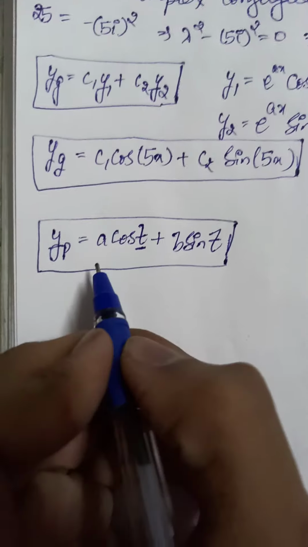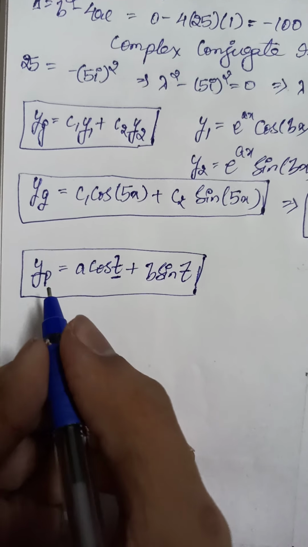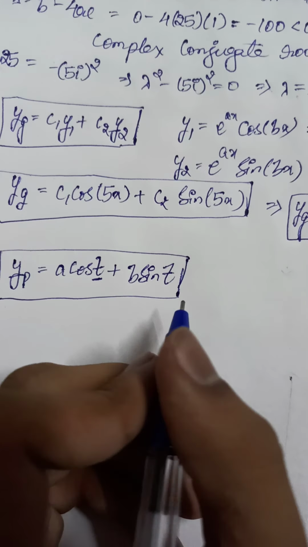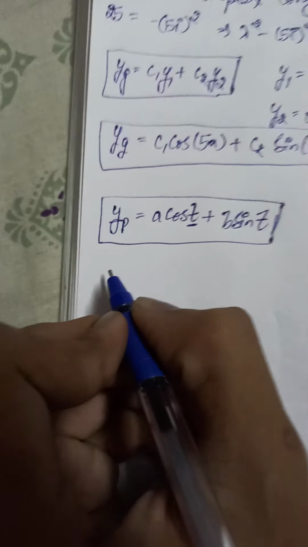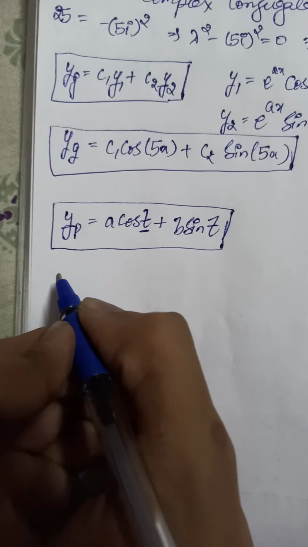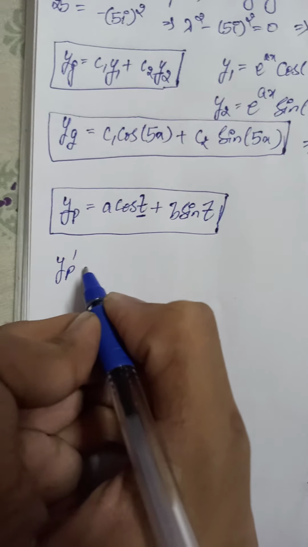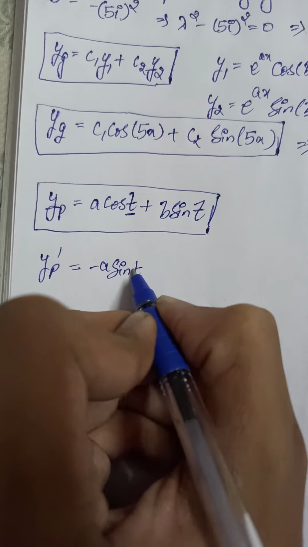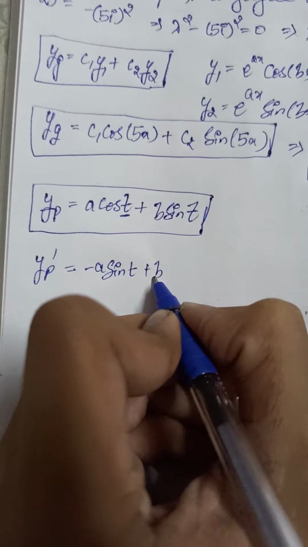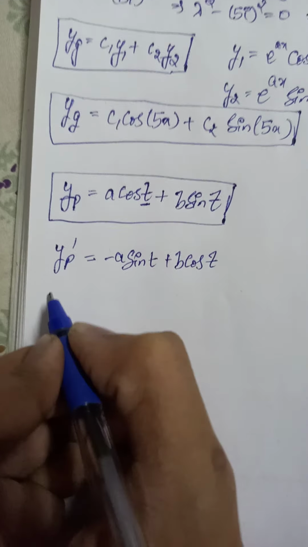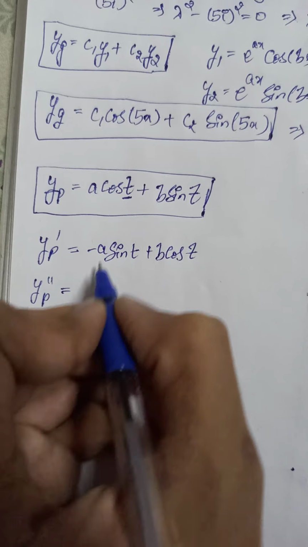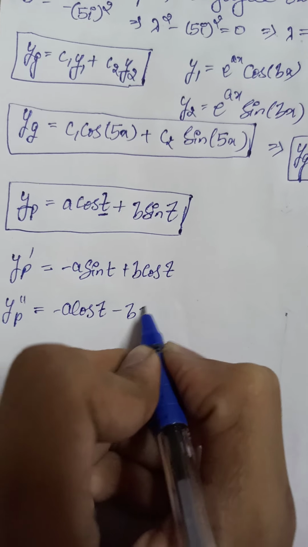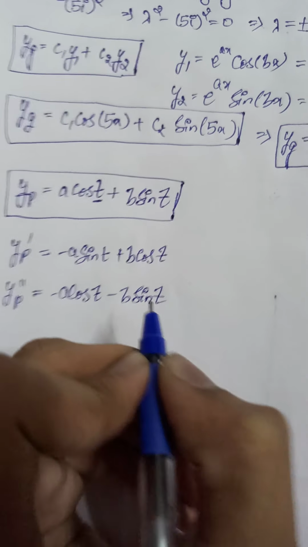And yes, so continuing, the particular solution yp for a mass spring system is a cos t plus b sin t. Let's find the first and second derivatives. yp dash equals minus a sin t plus b cos t, and yp double dash equals minus a cos t minus b sin t.